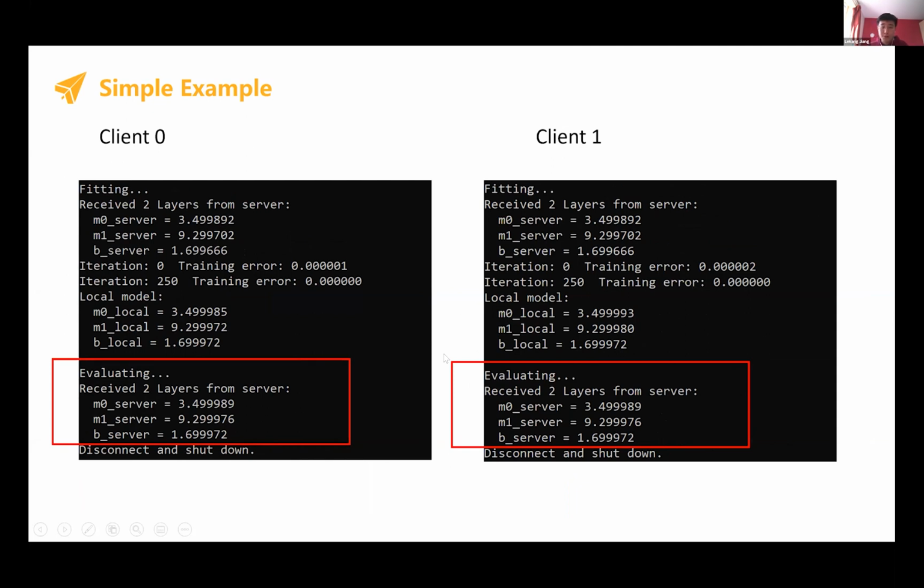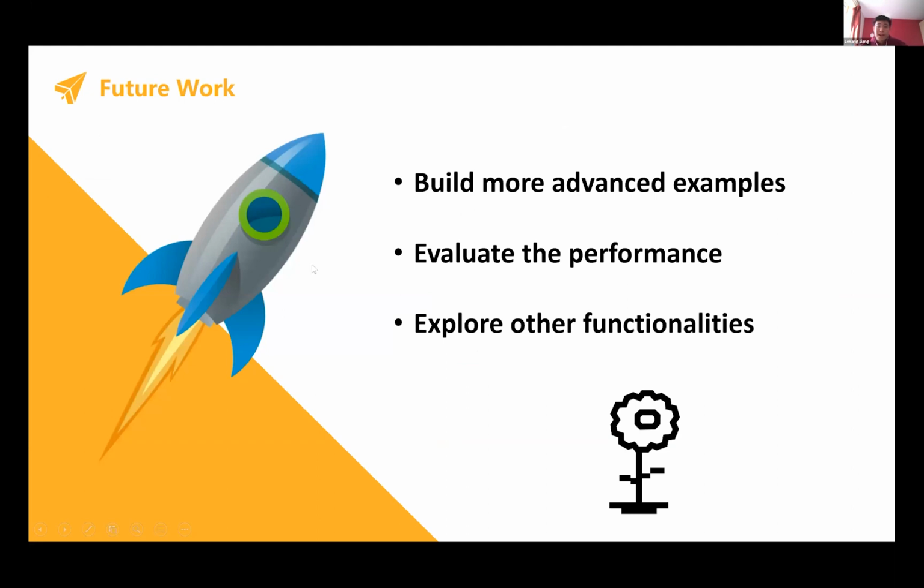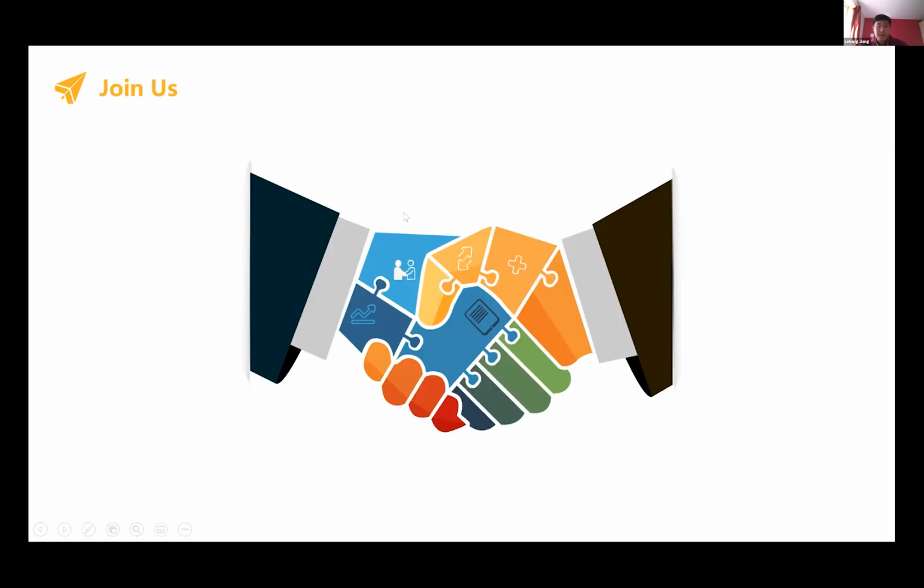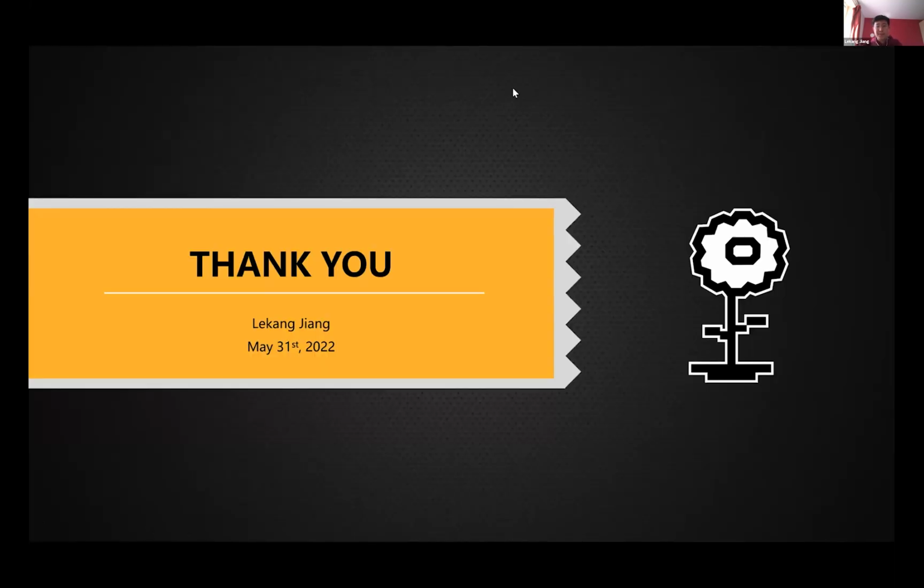So this example shows that our C++ client framework actually works successfully. What we are going to do next is build more advanced examples such as deep learning in the computer vision field or natural language processing, and evaluate the performance. We also want to explore other functionalities in C++. Finally, if you are interested in C++ or federated learning, you can join us and we can contribute to Flower together. So thank you very much. That's all.